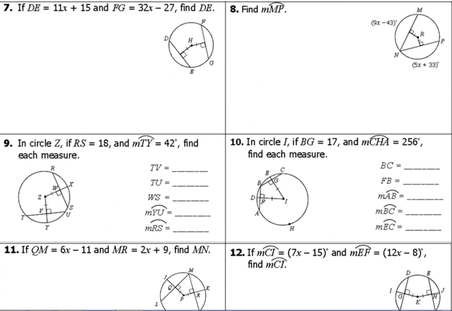Okay, one more for the time being, and then we'll come back to the rest of these. Number 7, if DE is 11x plus 15, and FG is 32x minus 27, find DE. So DE, they give us an expression for that. They give us an expression for FG. They have shown us that they are the same distance. That's what's marked. So if they're the same distance from the center, then those chords are equal to one another. So set them equal.